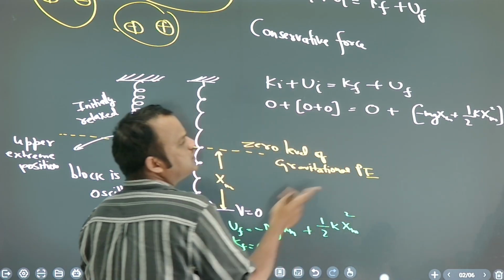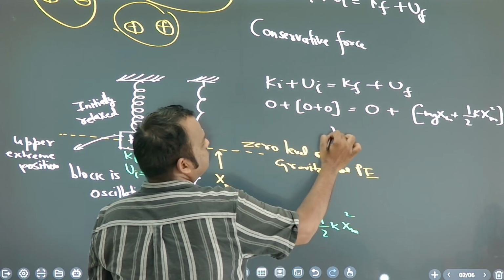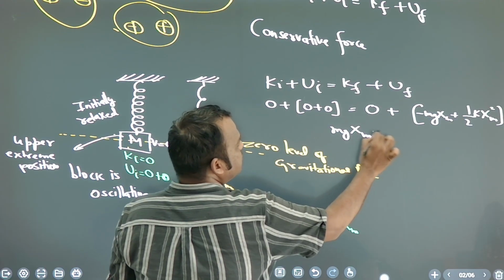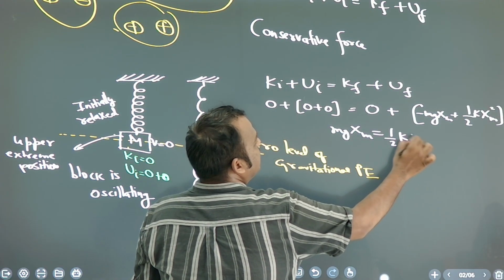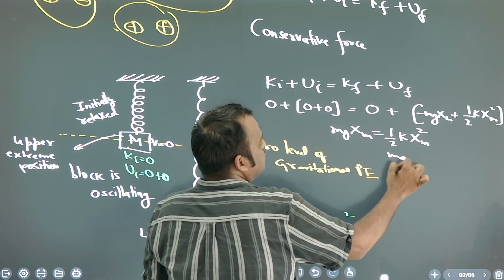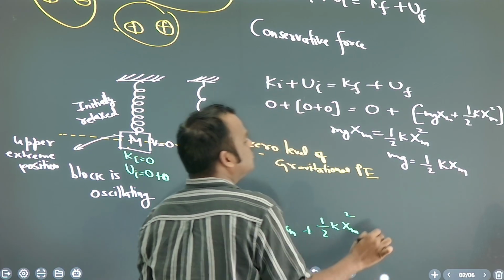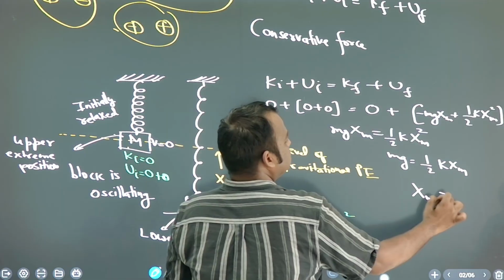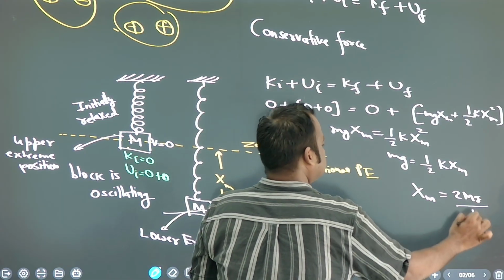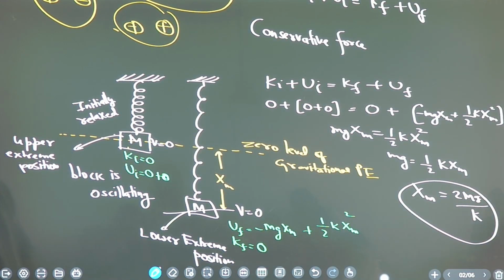Now solve this. Take this to the left side. mg x max is equal to half k x max squared. So x max cancels, and mg is equal to half k x max. So what is the maximum elongation? 2 mg by k. Maximum elongation is 2 mg by k.